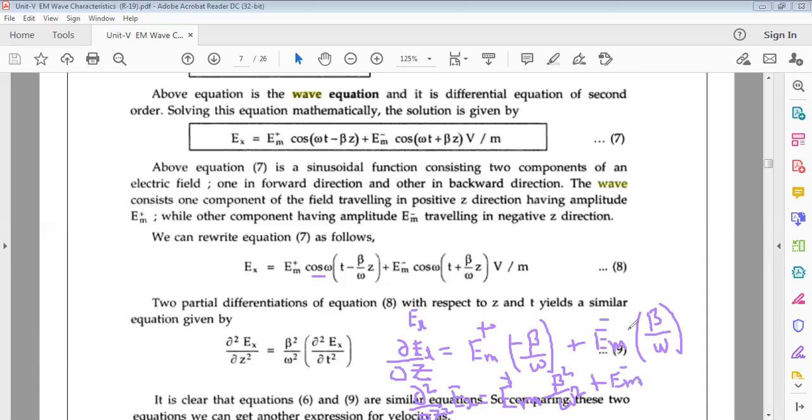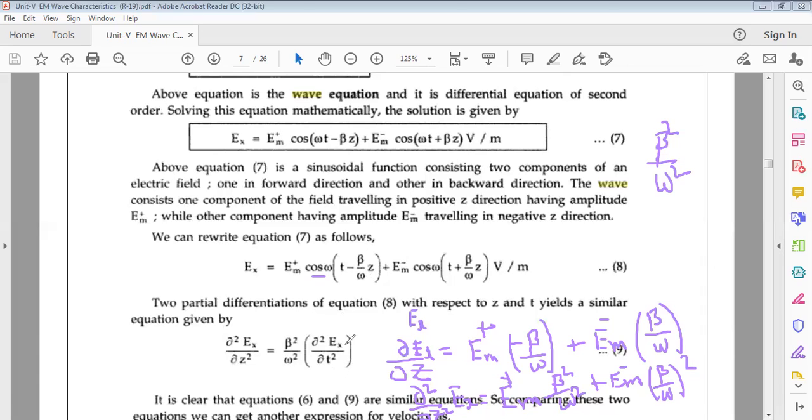For the first derivative, the cosine becomes a sine, and for the second derivative, sine becomes a cosine. For the second derivative, the z coefficient is beta by omega. Already the beta by omega is in the first derivative. For the second derivative also, you get beta by omega, the square. So we got dou square Ex by dou z square is equal to Em plus cos omega t minus beta by omega into z, beta square by omega square, and here also beta square by omega square. Take the common as beta square by omega square.